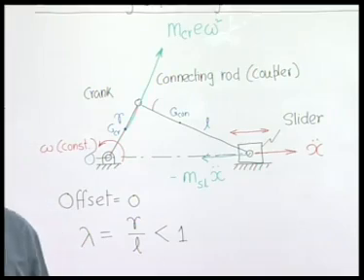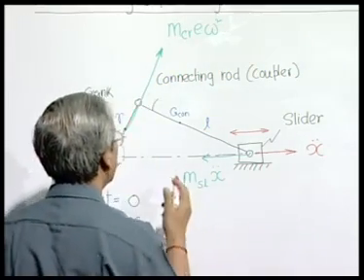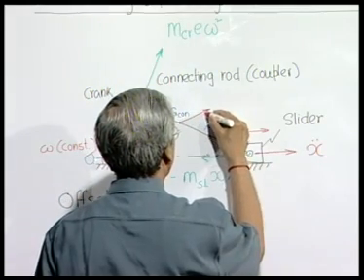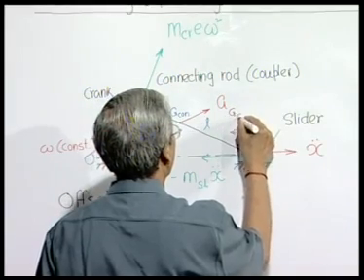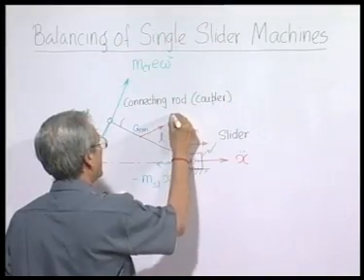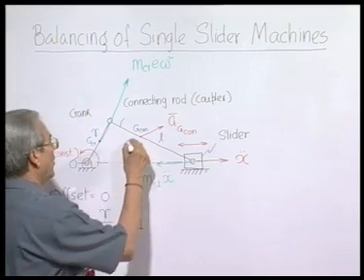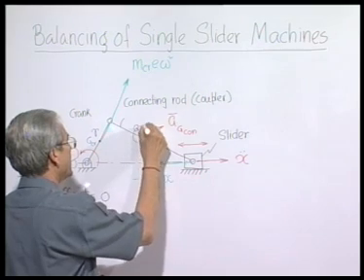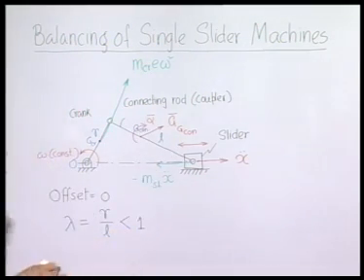To find out the inertia force due to the connecting rod, we have to see what is the instantaneous acceleration of the center of mass. We can call this the acceleration of the center of mass of the connecting rod, A_g connecting, and also perhaps there will be some kind of an angular acceleration alpha of the connecting rod.